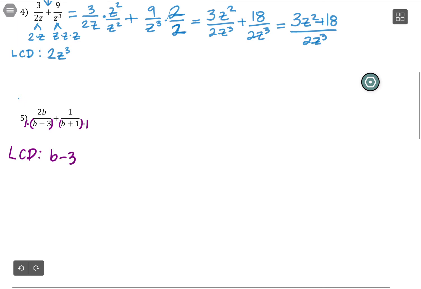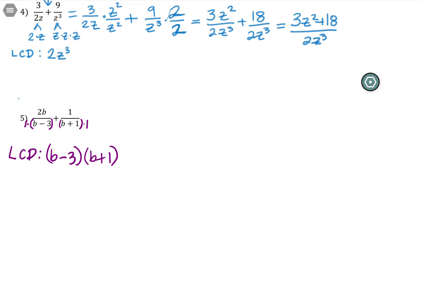We don't need to write down the b minus 3. To build the second one, we've already got the 1 mentally in there, but we don't have a b plus 1, so we need the entire thing. There's no way to, say, multiply the second one by -3 to make it work out. If you did that, your denominator would be -3b minus 3, which still doesn't quite match. So you actually need the entire b minus 3 and the entire b plus 1.